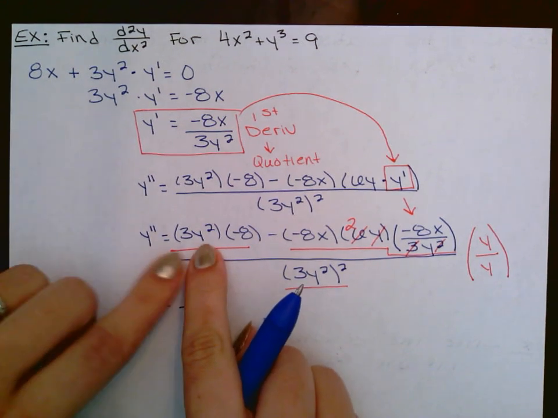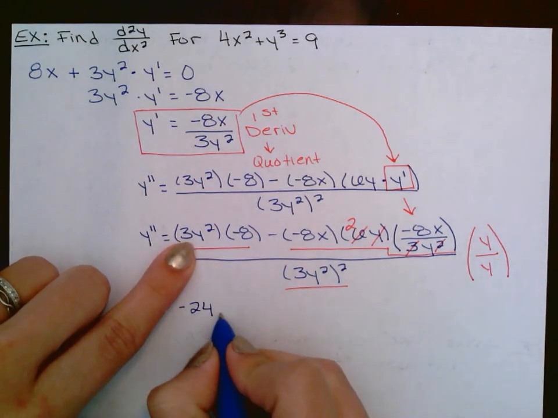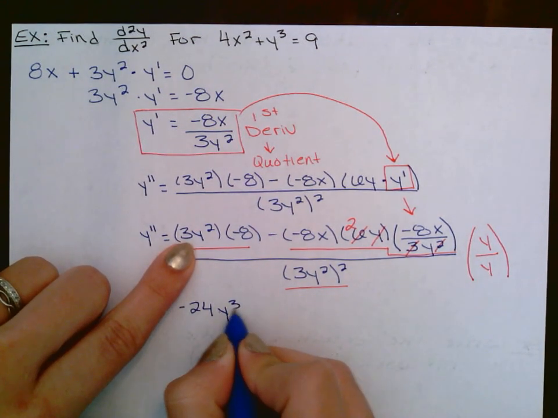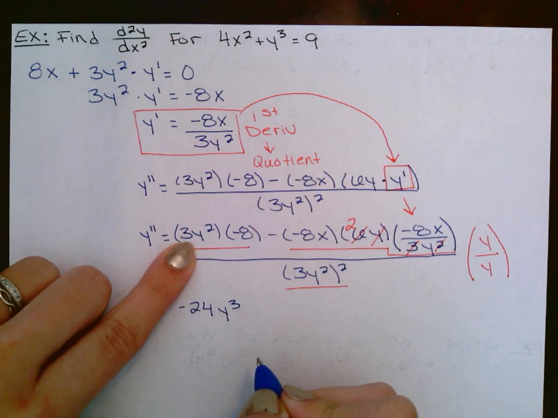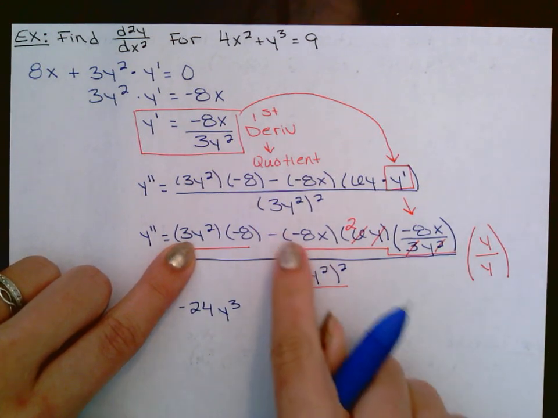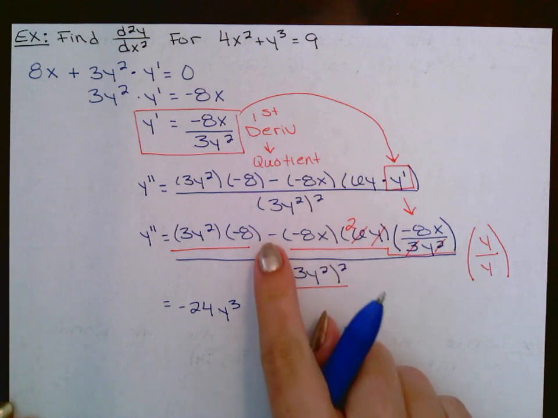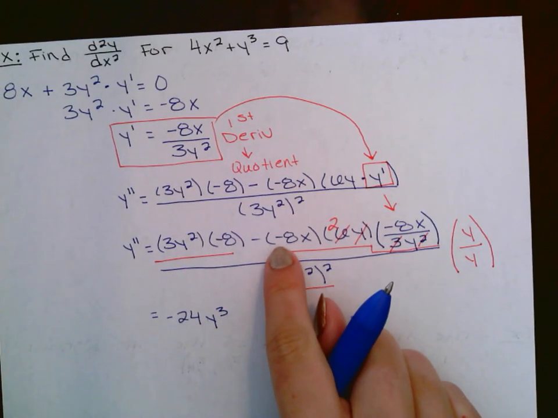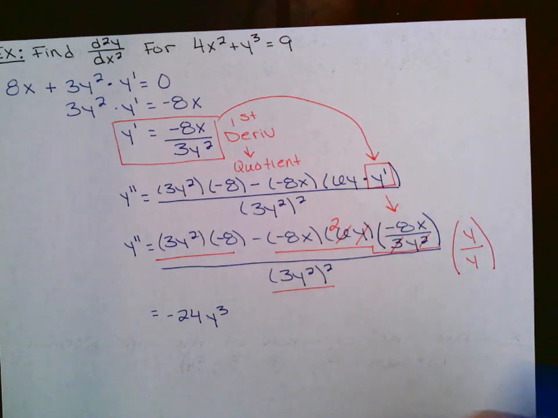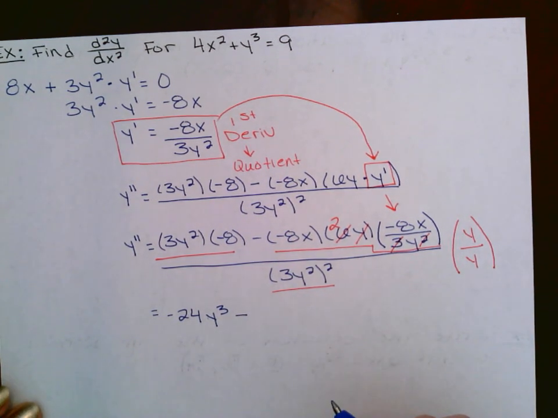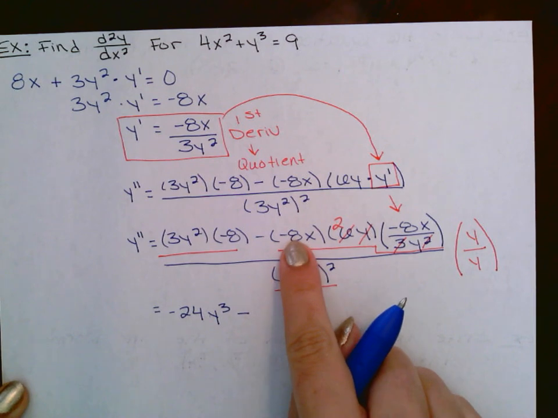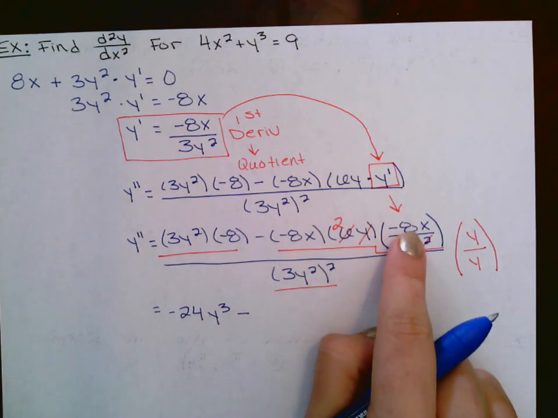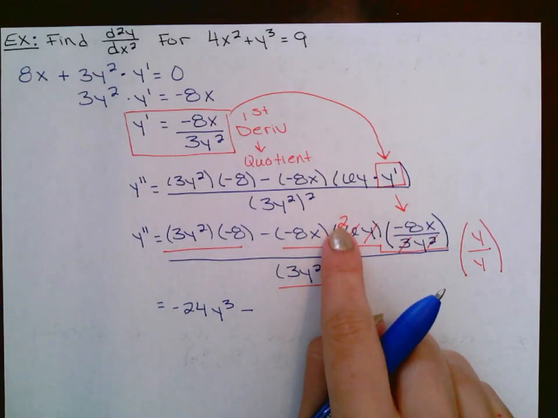I have this y squared times this y, so I have y cubed, okay? Then, let's take a look at our negatives first. I have 1, 2, 3 negatives. Negative times negative is positive. Positive times negative is negative, okay? Then I have 8 times 8 times 2, okay?